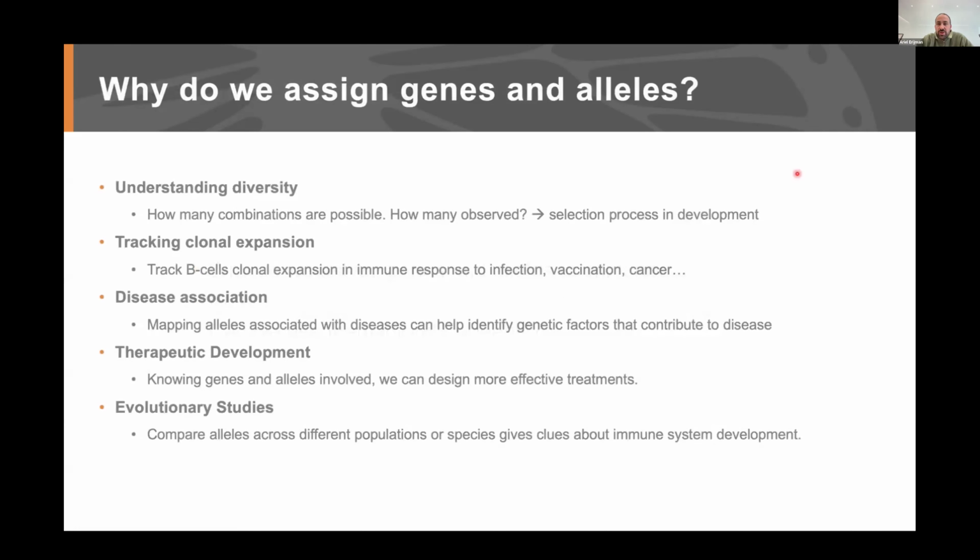Answering the first question was enough with asking and reading some literature. Knowing the theoretical and the observed combinatorial space, we have hints on how the selection process works in immune development. So we can track clonal expansion, we can associate alleles with disease, do evolutionary studies, and so on. We are convinced that this is a very important thing to do.